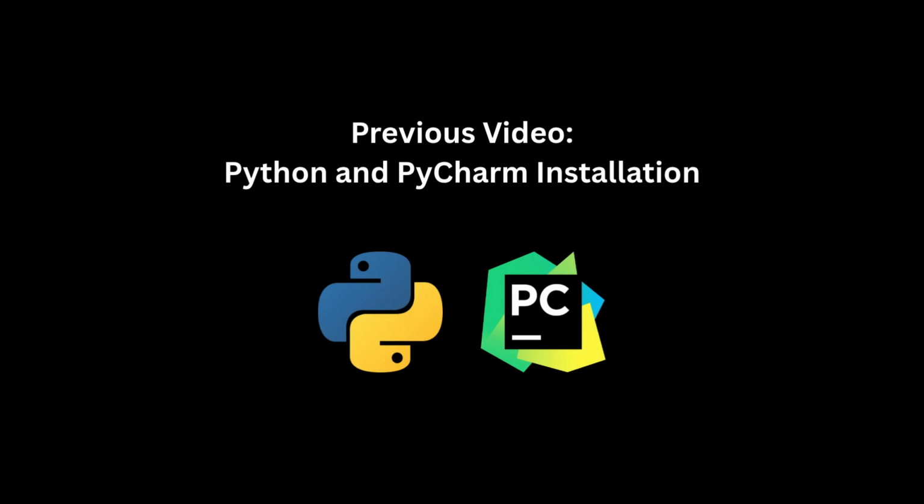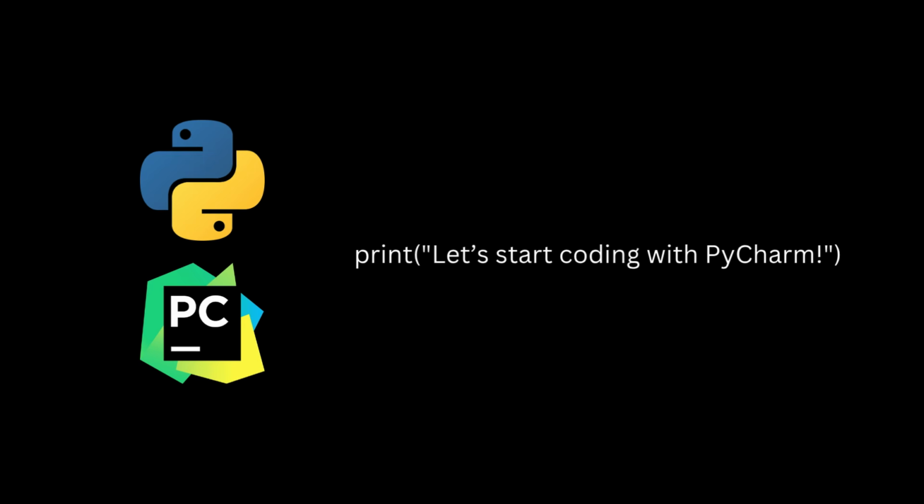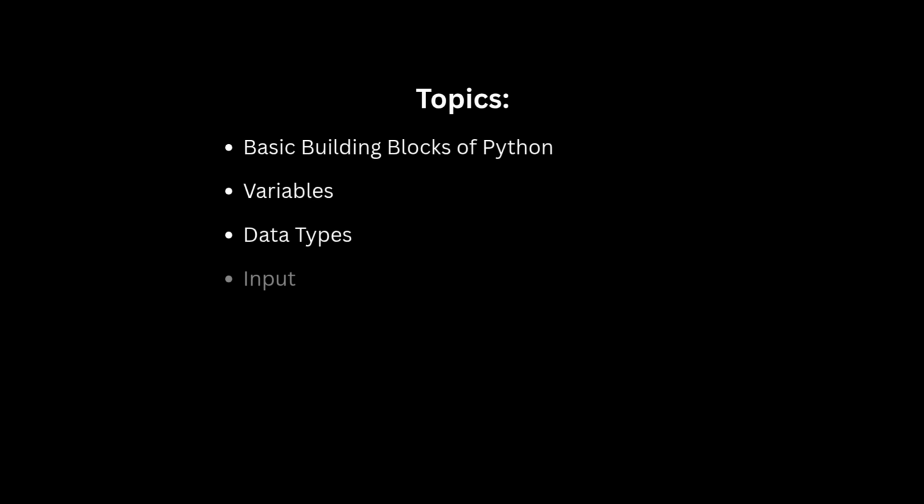In the previous video, we installed Python and PyCharm. Now that everything is ready, it's time to actually start coding. In this video, we'll learn the basic building blocks of Python, including variables, data types, input, output, operators, and simple calculations. We'll build everything step by step, so if you're completely new to programming, don't worry.